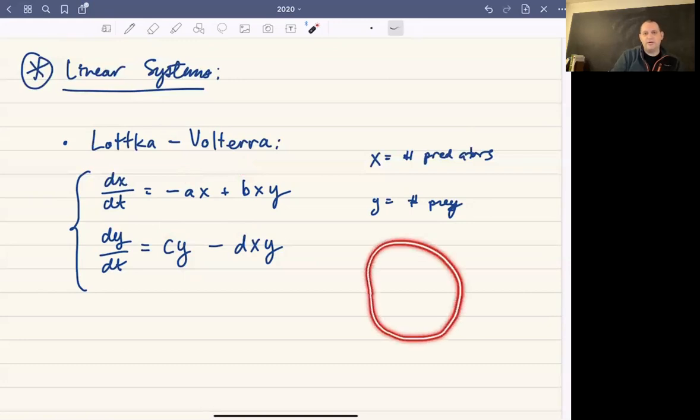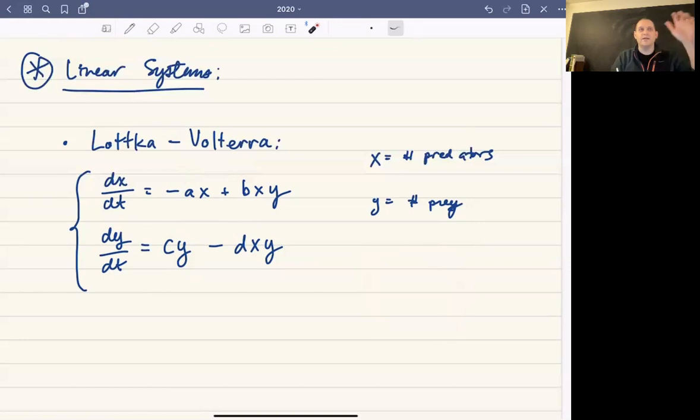So if the number of predators increases, that's going to decrease the number of prey, which is going to decrease the number of predators, which will increase the number of prey, and so on. And you get kind of an infinite loop in that way. So if things are balanced nicely, that happens.